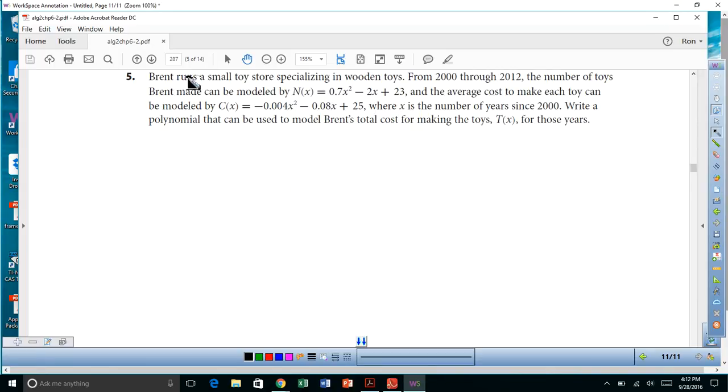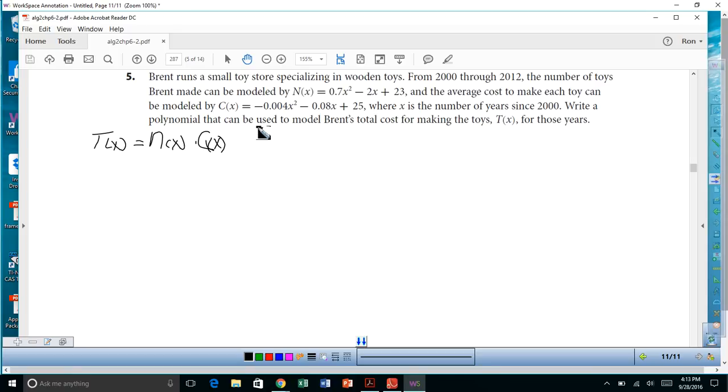Glad you're back. Britt runs a small toy store specializing in wooden toys. From 2000 through 2012, the number of toys Britt made can be modeled by n of x equals 0.7x squared minus 2x plus 23. And the average cost to make each toy can be modeled by c of x equals negative 0.004x squared minus 0.08x plus 25, where x is the number of years since 2000. Write a polynomial that can be used to model Britt's total cost for making the toys, t of x, for those years. So again, t of x will equal n of x times c of x.